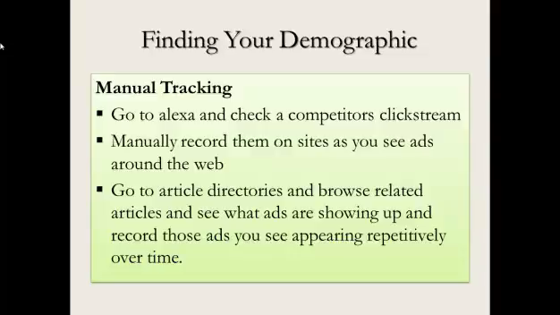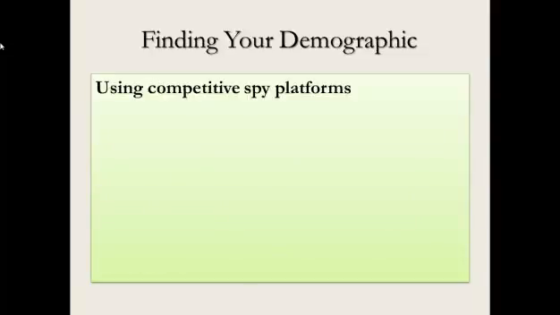This is kind of an act of labor, but we can go around the web and make notations of where we see their ad. And the other way we can do it is by going to an article directory and browsing related articles. What I mean by this is we can go to, for example, ezines.com and look under a specific category. That category is going to show ads related to that keyword. And we're going to want to record what ads we're seeing on a repetitive basis, because we can assume that if it just keeps running and running, that it's working.